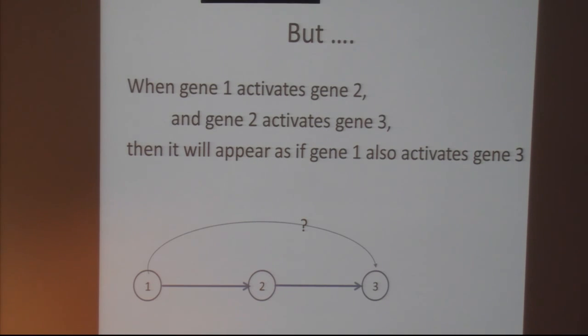So what's the problem with this? Well, in the world of genes, this is fairly easy to say. Suppose we have one gene that activates another gene, and that gene in turn activates a third one. We will see this in the data, hopefully. But the data will also make it appear to us as if there were a relationship between gene 1 and 3, because we have a good correlation between the first two.